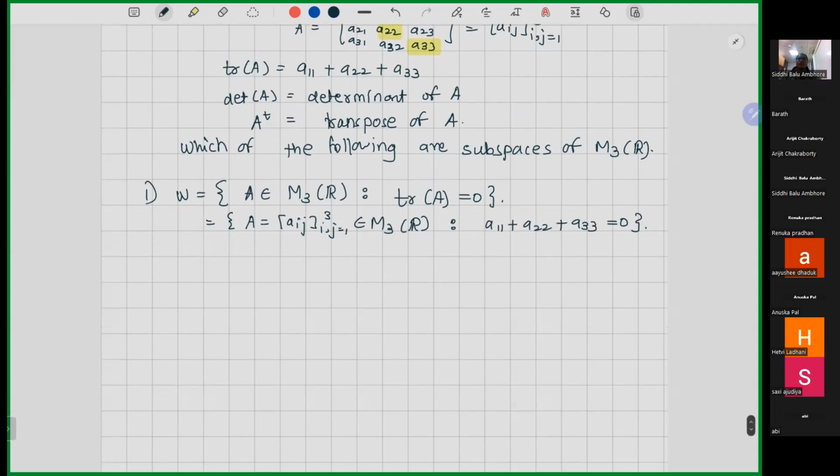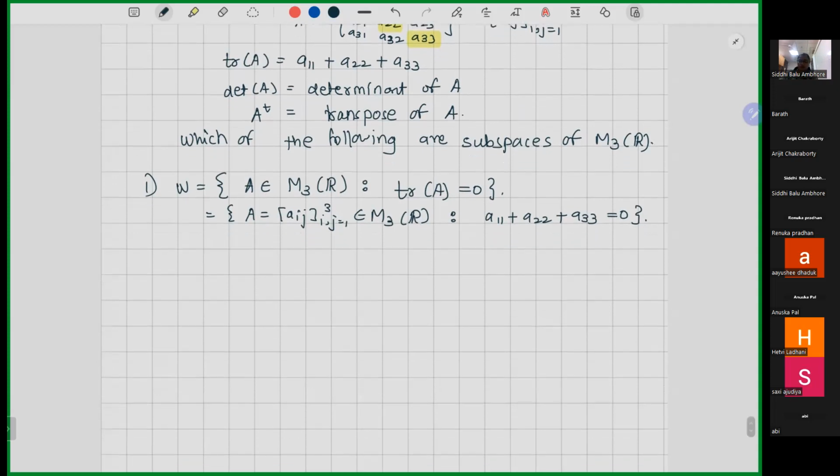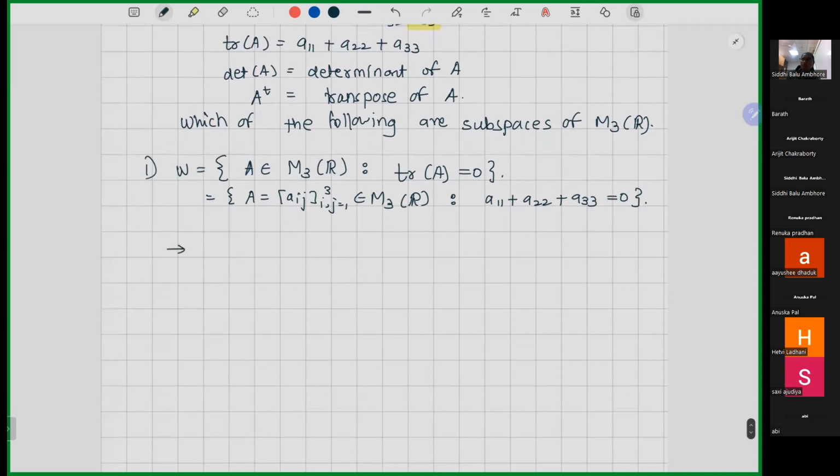So what is your guess? Is it a vector subspace or not? Just a guess. So first of all, to check any subset. So what is a subspace? First let us understand that.